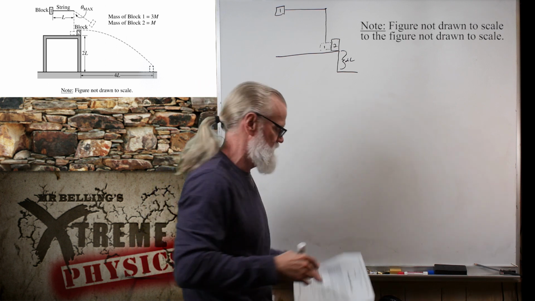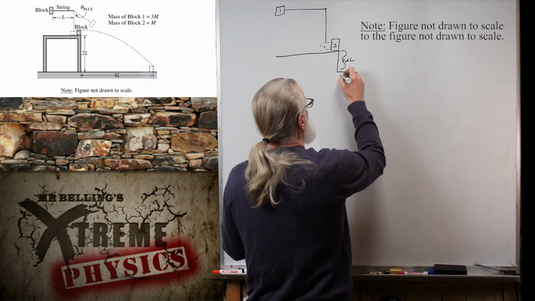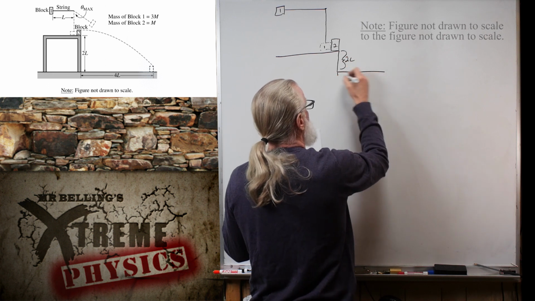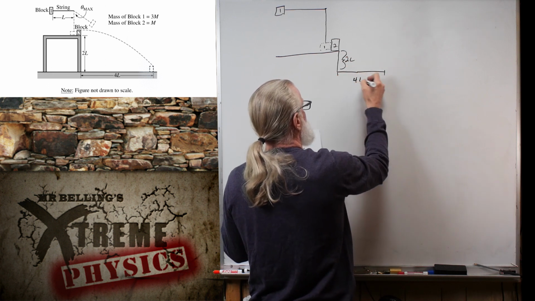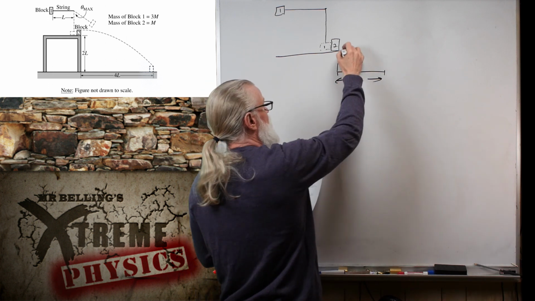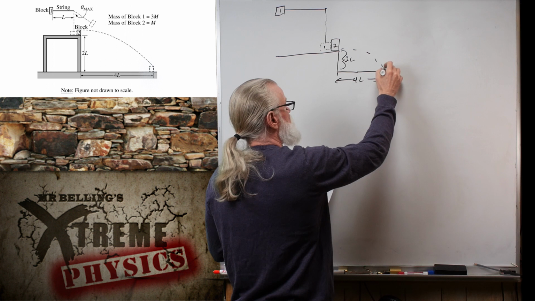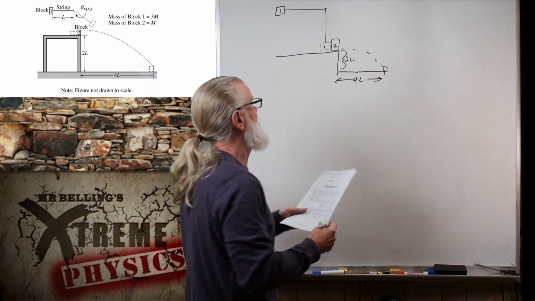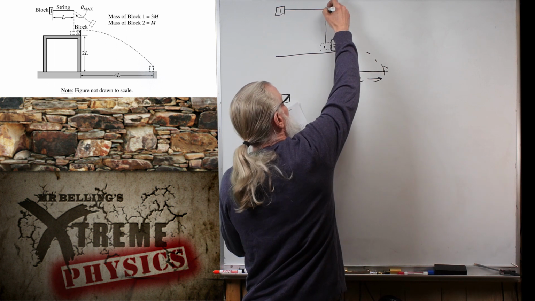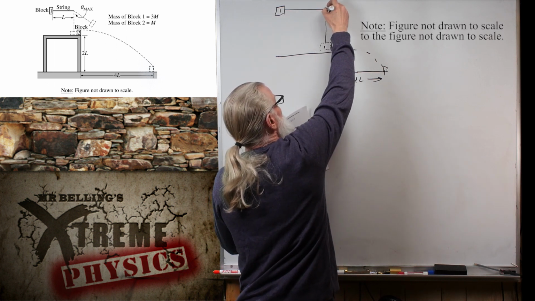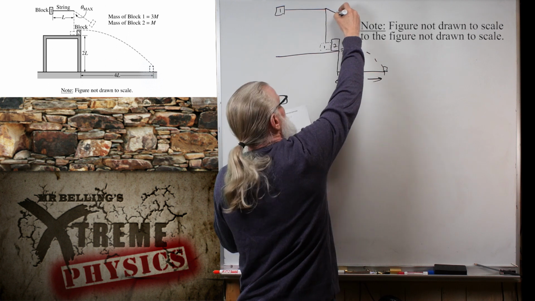I got a small block, and it's 2L high. And then it goes a distance 4L. All right, let's get it to land there. We got a projectile, which travels parabolically. And then after that, block 1 swings up. I know that's not quite right either. This swings up to an angle theta.